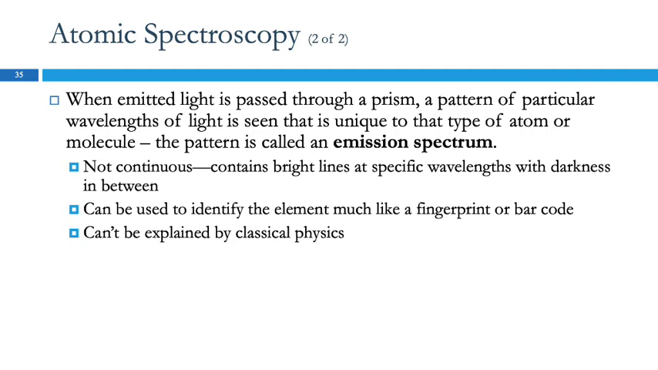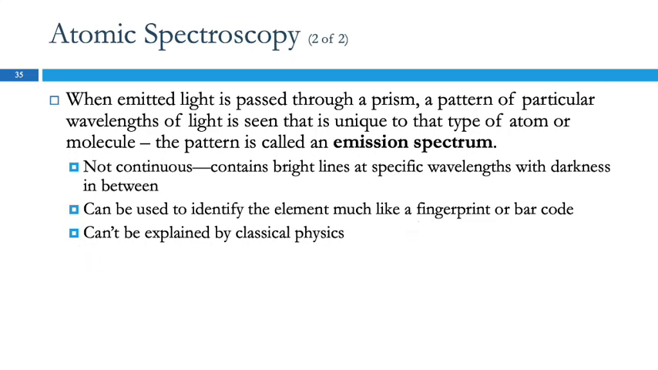If we take the light that's emitted from atoms and molecules and pass it through a prism, we see a very specific pattern of wavelengths. It's not a continuous rainbow like we see with sunlight. It's called an emission spectrum, and it's specific for each element or compound. It's not continuous, meaning there are bright lines and dark spaces, and you can use it to identify something. It's a lot like a fingerprint or a barcode.